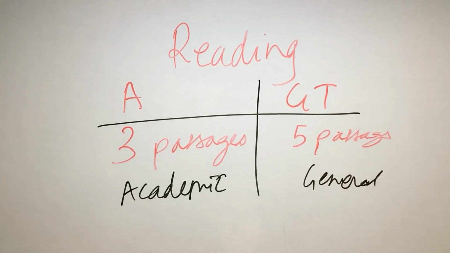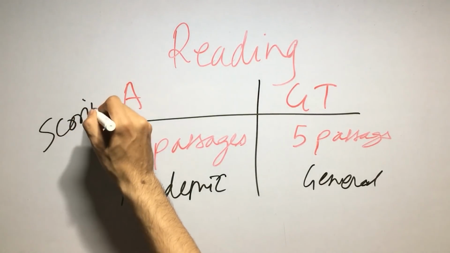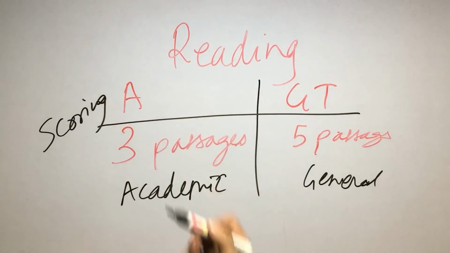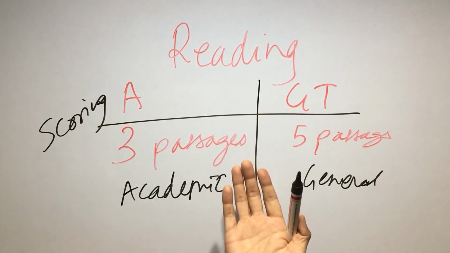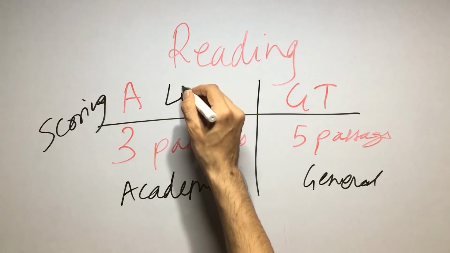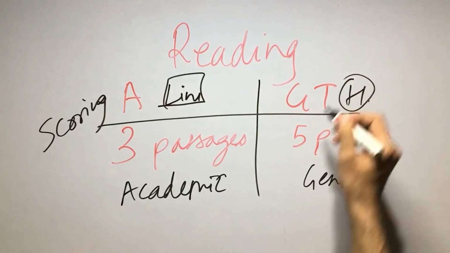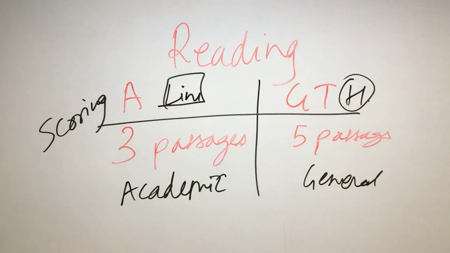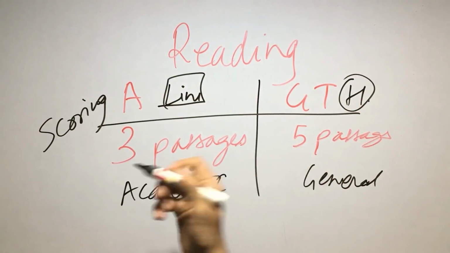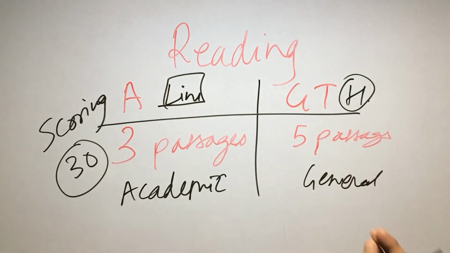The last difference but not the least is scoring, which I'm not going to write here. Just remember that scoring is also a little bit different. Here in academic, because the passages are huge, though only 3 in total, it is a little bit lenient. Here it's a little bit lenient checking, and here a little bit hard checking. So basically, if you get 30 out of 40, you'll be getting almost 7 or 7.5 band. But here, you get 1 band less than those people, that means 6.5 bands.